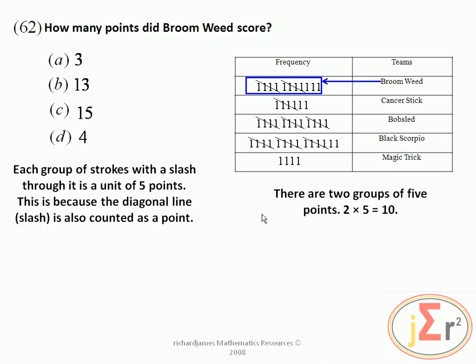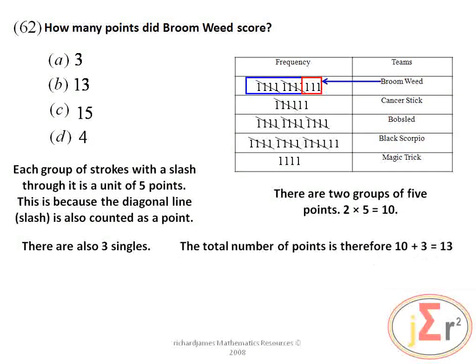There are 2 groups of 5 points. So if we have 2 groups of 5, we have 10 points. There are also 3 singles. We have 3 singles in addition to the 2 groups of 5. The total number of points is therefore 10 plus 3 is equal to 13. The correct answer is option B.